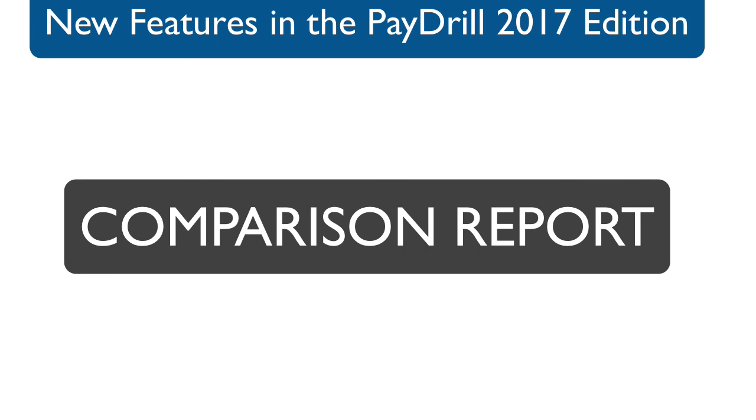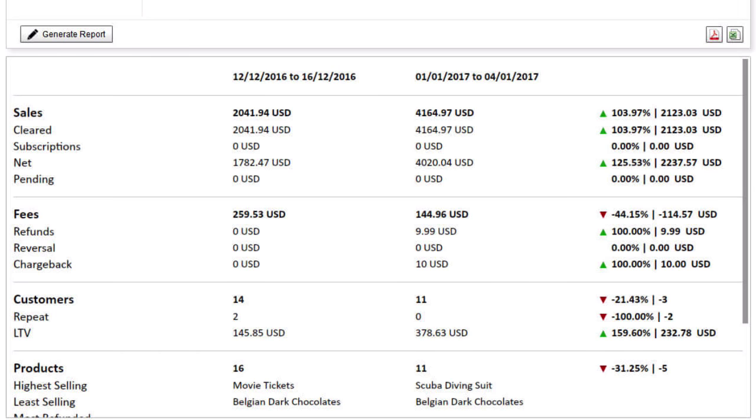We've added something called the comparison report. This is amazing, guys, because with this report, you can compare your business in 2 separate date ranges. So you can compare how your business did in the holidays of last year as compared to this year. And you will be able to see exactly what numbers went up and what numbers went down.